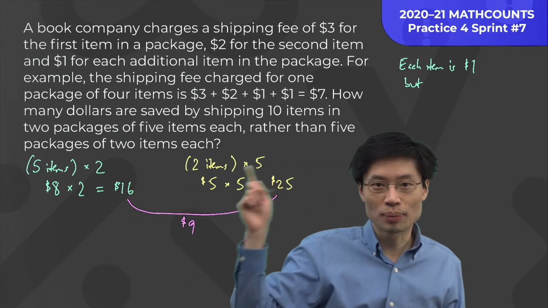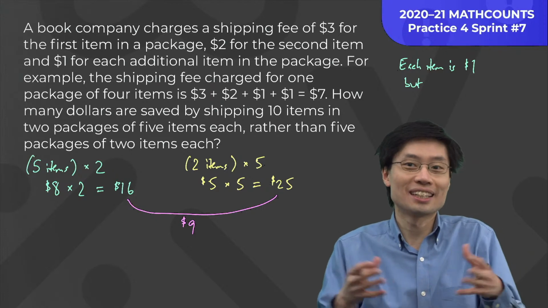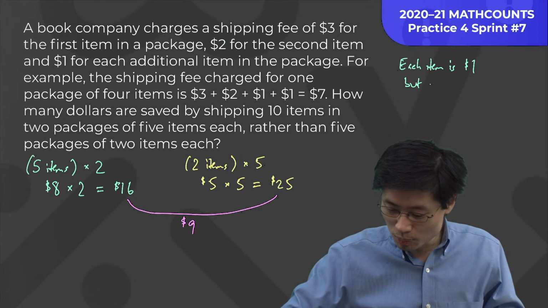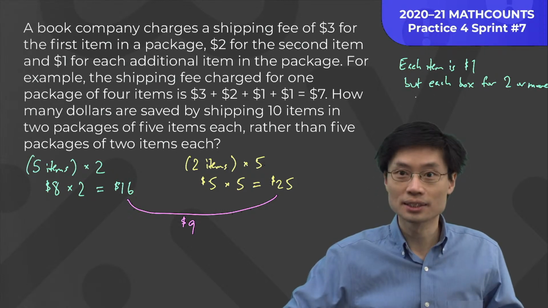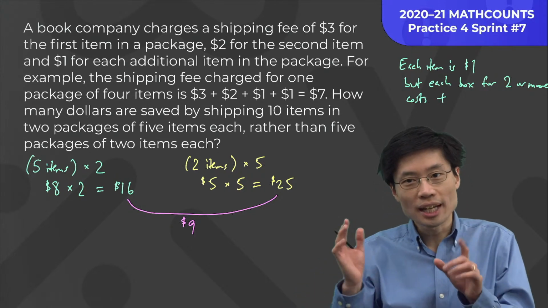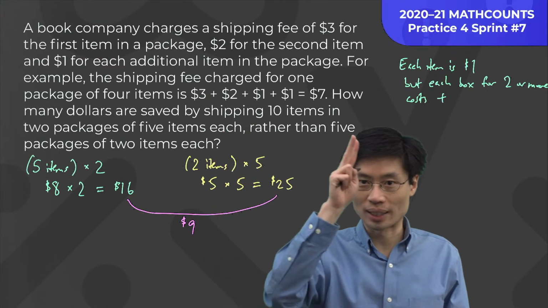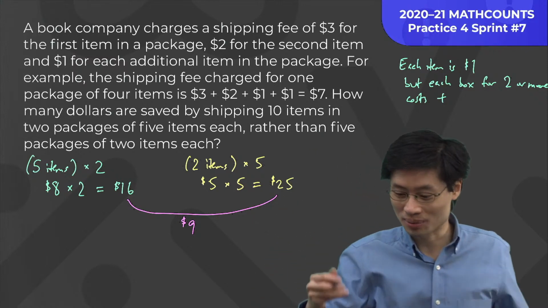It's like all the packages are 2 items each. So we're going to pretend that in this company, all the boxes are at least 2 items. So I'll say, but each box for 2 or more costs, plus how much? Well, how much extra are you paying for the first 2? That's an extra $2 for the first one, plus an extra $1 for the second one, and 2 plus 1 is 3.